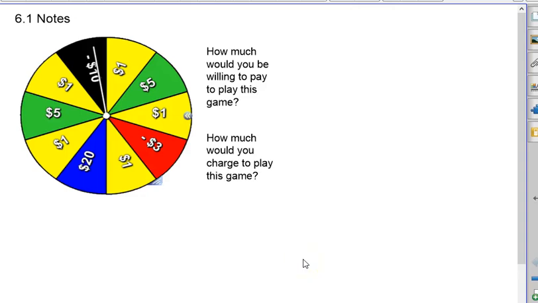How much would you be willing to play this spinner game? Spin the spinner, and whatever it lands on, that's how much you win. Pretty cool, it spins.